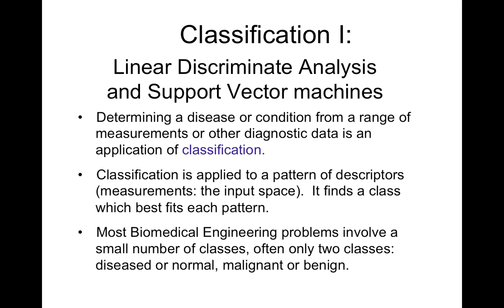So classification is applied to a pattern of descriptors, and the measurements are the input space. It finds a class or a category which best fits each pattern. Most biomedical engineering problems involve a small number of classes, sometimes only two classes. For example, you have the disease or you don't have the disease, your tumor is malignant or it is benign.